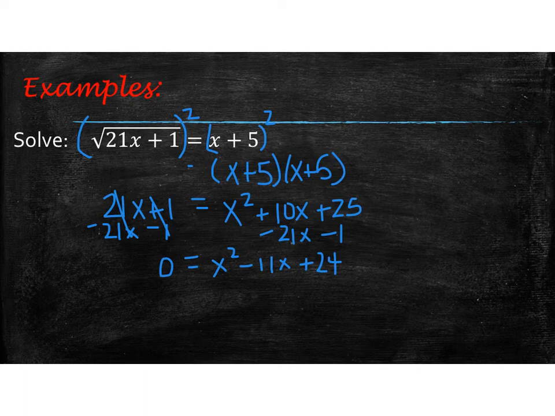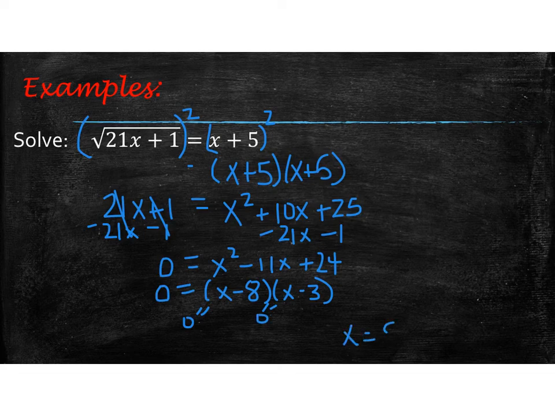Now this does in fact factor, so we would have 0 equals, when I factor it, x minus 8 times x minus 3, and so then when I set both of those equal to 0, we'll get x equals 8 and x equals 3. So we have to plug both of them back into the original to make sure that it works.